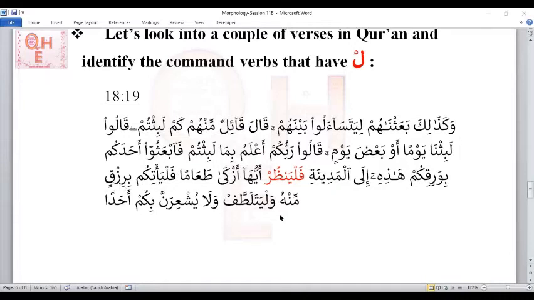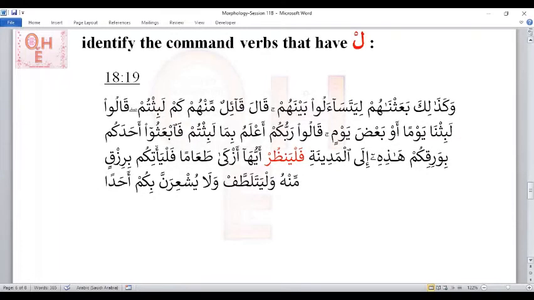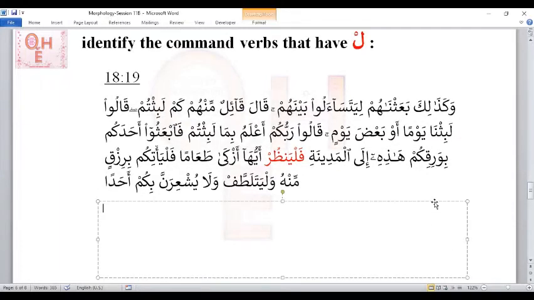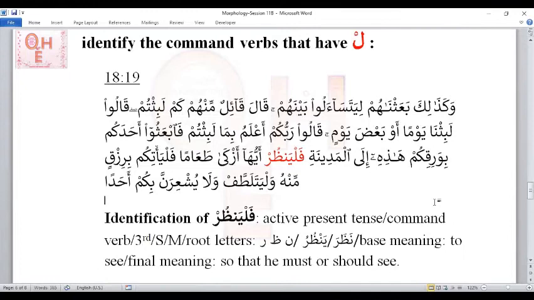And let's continue. Over here also right after Waw, I see Laam Sakina. So this is a command verb, but this is not a verb we covered yet. So we are not going to identify this verb yet. This is a different kind of verb we'll cover later on. Okay, alhamdulillah. So now let's identify this verb, inshallah. Okay, so we are going to identify falyanzur.